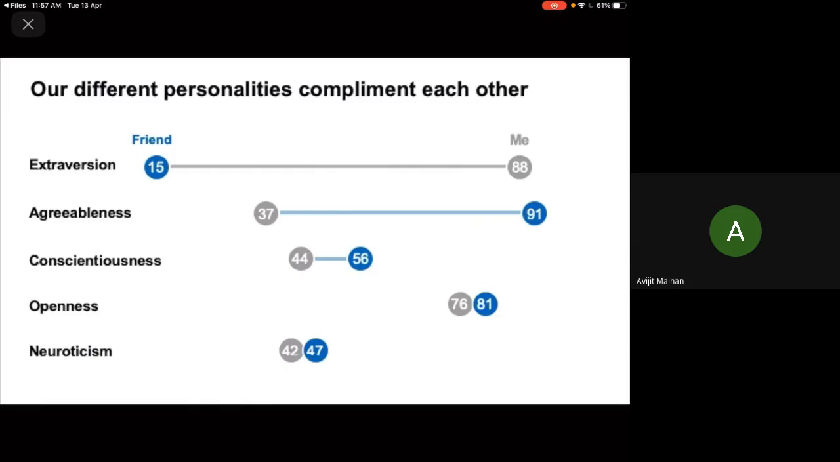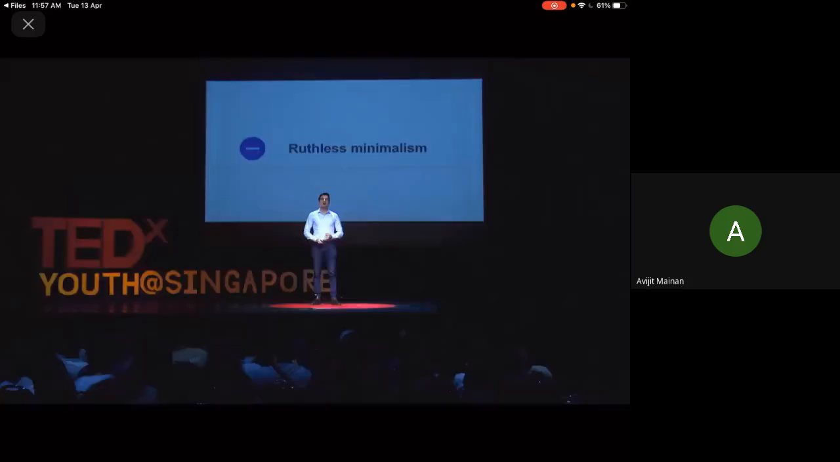I'm much more extroverted than my friend, and she's much more agreeable. I'm not the most agreeable person. And on the other personality dimensions, we're almost the same, which is maybe why we're friends.